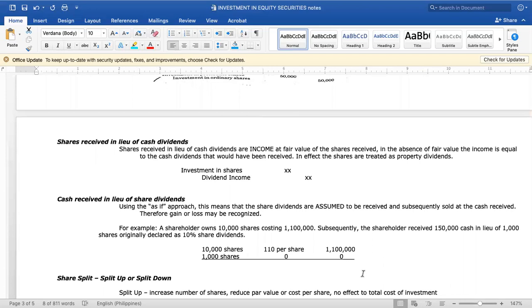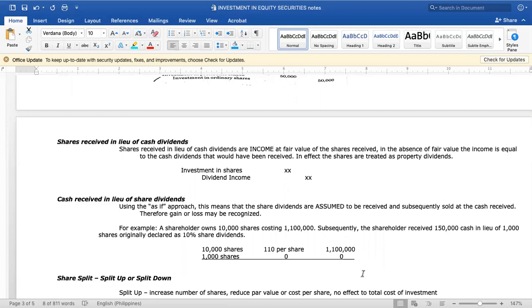So sa pasabot ani, 'di ba? Instead nga hatagan tag cash dividends, ang gihatag sa ato shares, 'di ba? So instead nga maka-receive tag cash dividends, shares na nun atong na-receive. So shares received in lieu of cash dividends are considered income at fair value of the shares received. In the absence of fair value, the income is equal to the cash dividends that would have been received. So in effect, the shares are treated as property dividends.